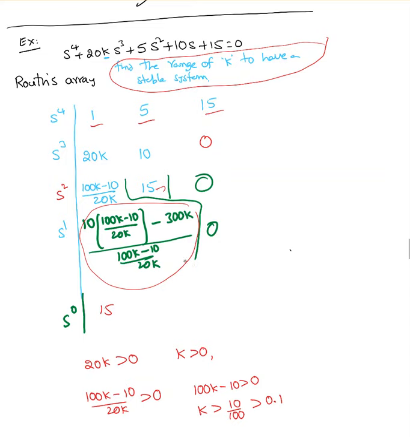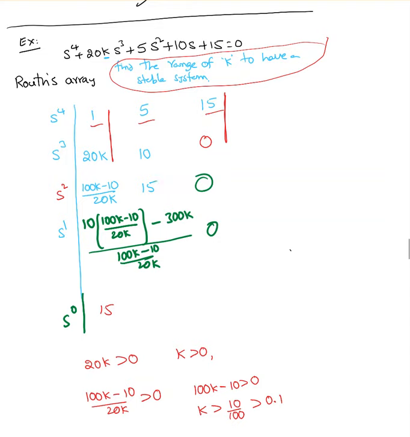Okay, now we'll find the s square here. To find this s square, I'm going to use these two elements in this column, these two elements in this column. So 20k times 5, which is 100k, minus 10 times 1, which is 10, divided by 20k. Okay, that's the first one. And the second one is, so 15 times 0, so we're going to use these two elements in this column, these two elements in this column. We'll end up with 15 there.